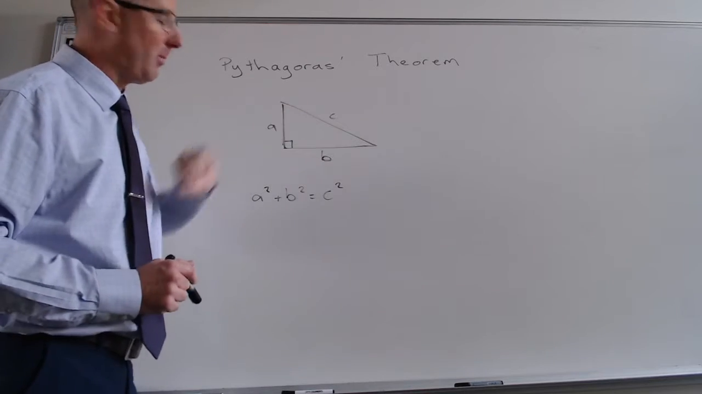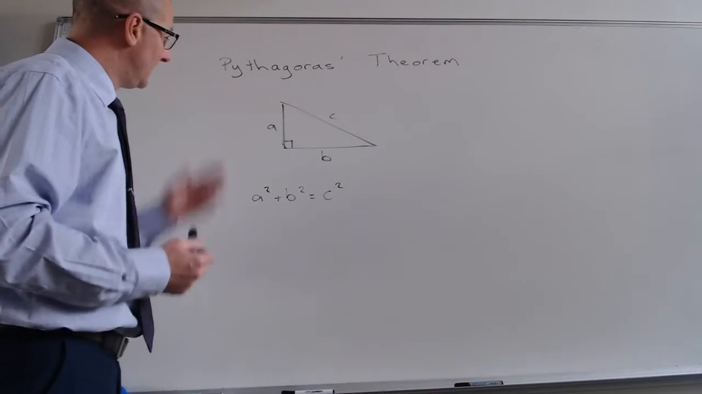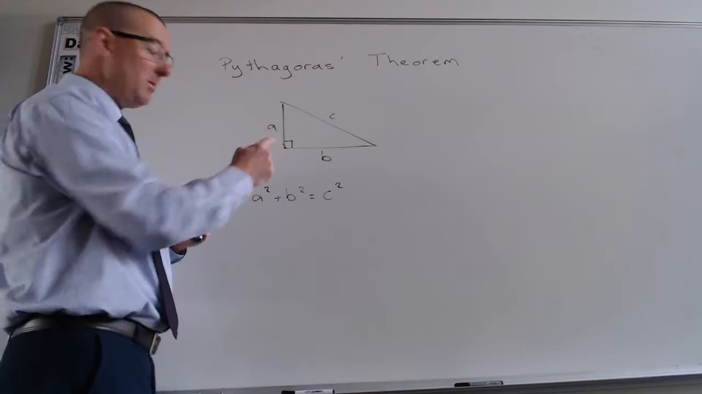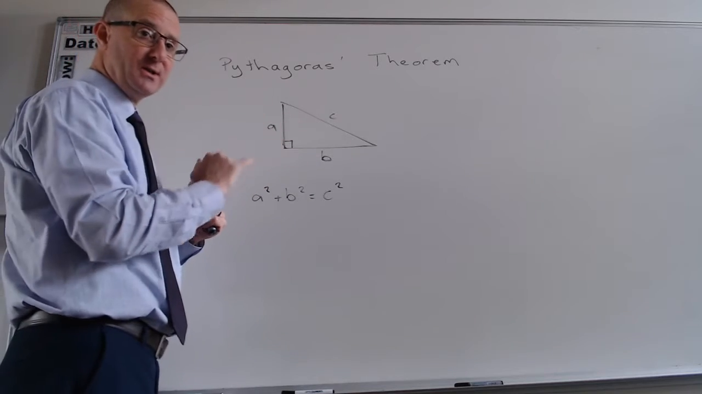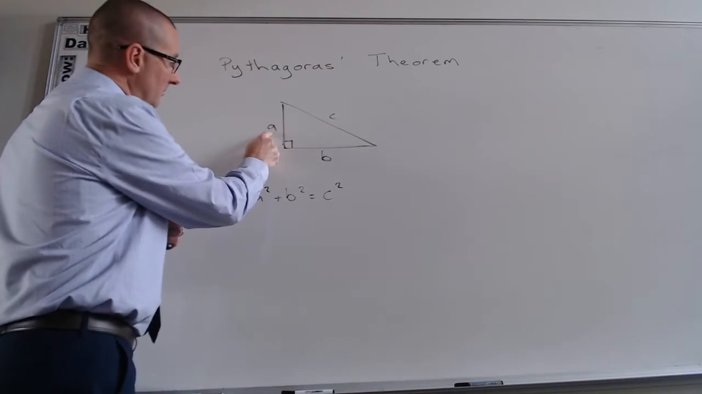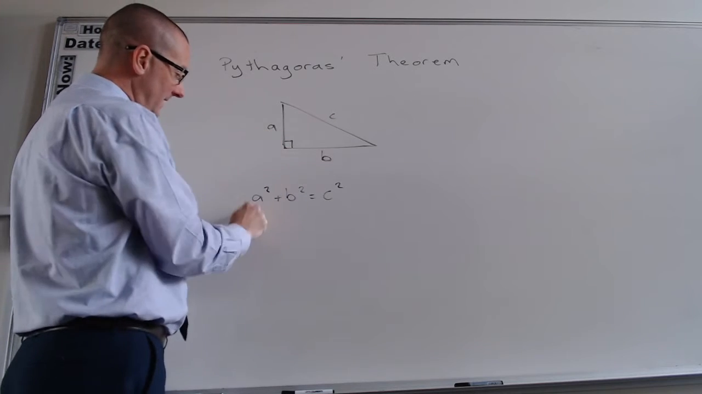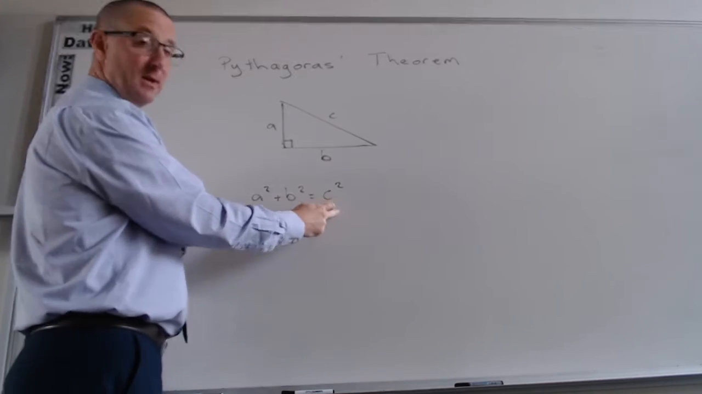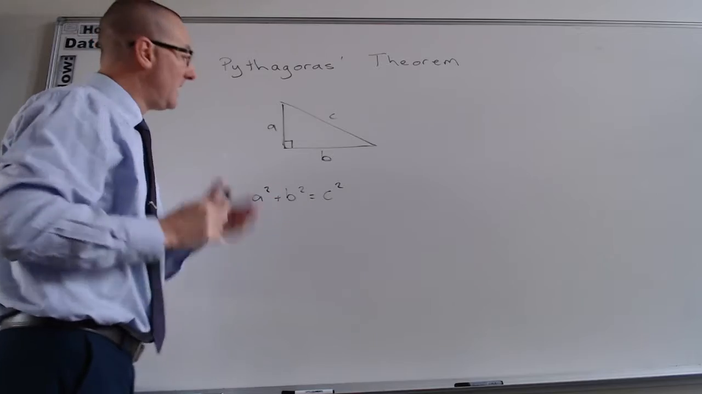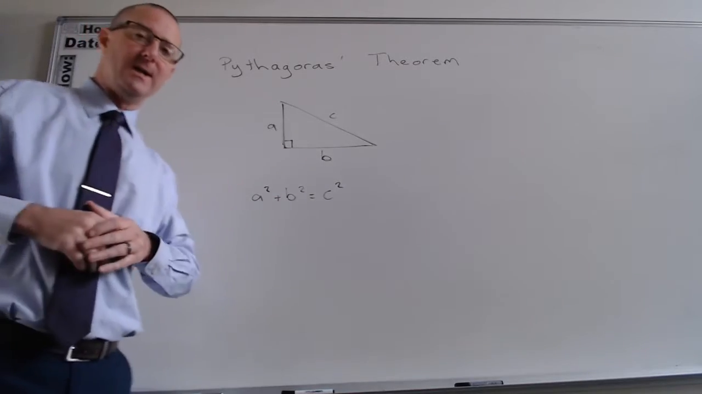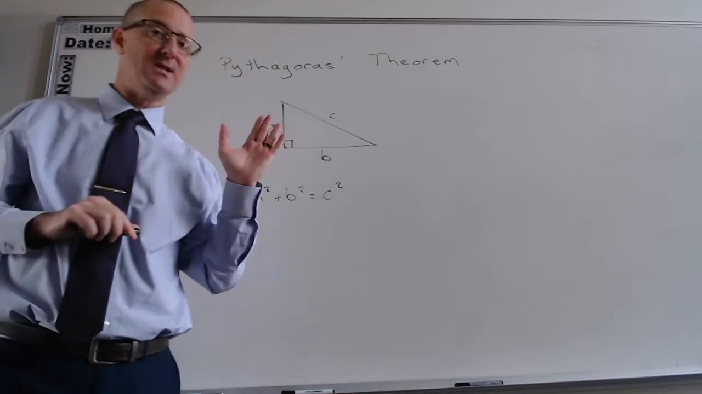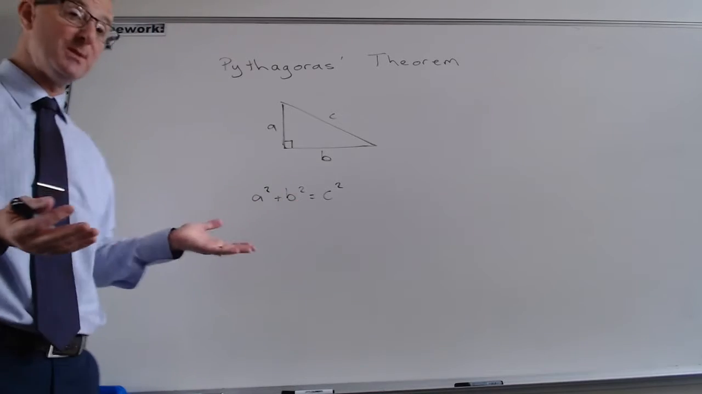The length of the hypotenuse squared is equal to the sum of the other two sides squared. So in this one, we'd have a squared plus b squared is going to be equal to c squared. Now we can use this in all sorts of different ways. This is used in navigation, it's used in surveying, it's used in building.